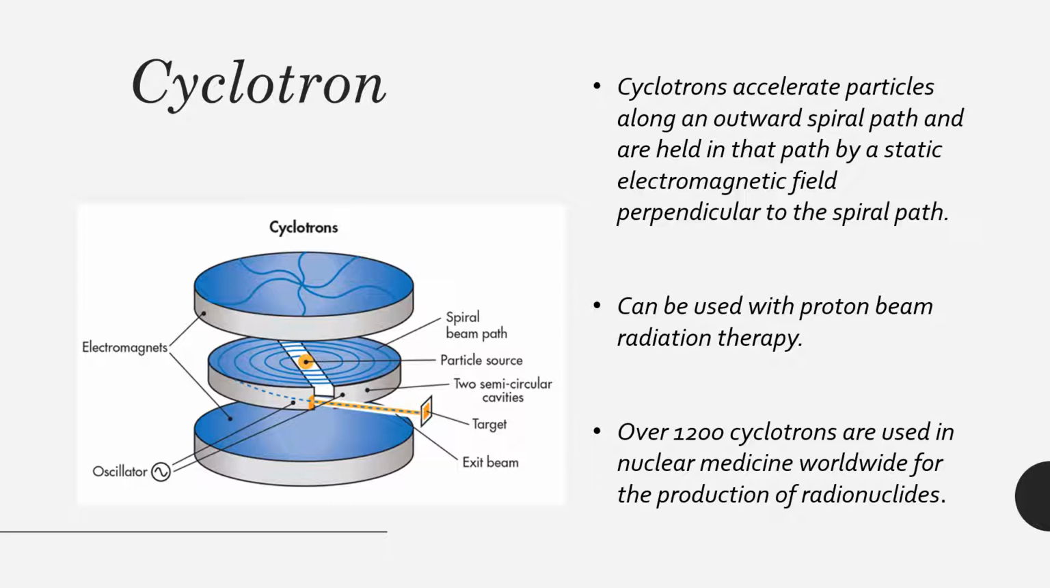Our next machine is a cyclotron. Cyclotrons accelerate particles along an outward spiral path and are held in the path by a static electromagnetic field perpendicular to the spiral path. A cyclotron is most commonly used in proton beam radiation therapy, seeing how this is where the protons are made. Over 1,200 cyclotrons are used in nuclear medicine worldwide for the production of radionuclides.